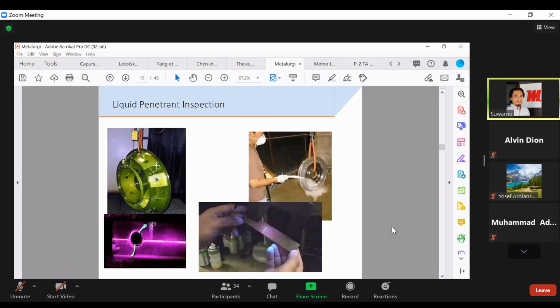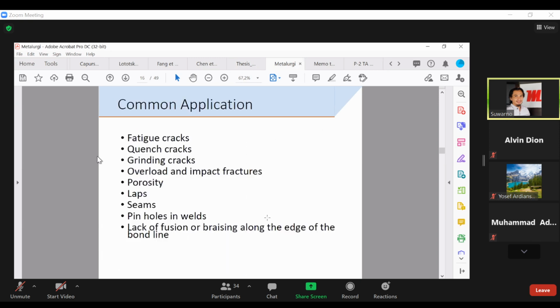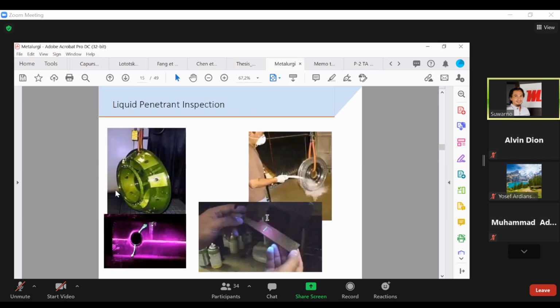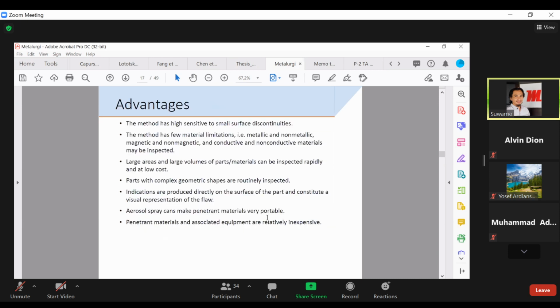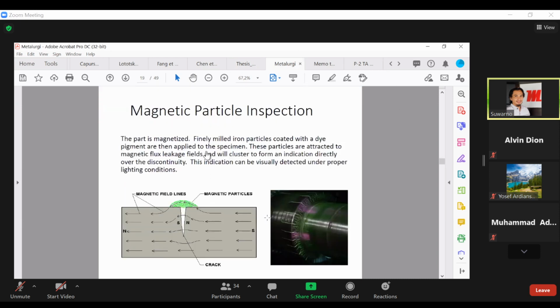You see, there will be something like a refill of the color, or you can also add the developer as a fluorescent, and then if you shine a light, they will be visible as a crack on the surface. There are also applications for it. The application is of course fatigue cracks. You remember fatigue cracks, any cracks, seam, lap, porosity, overload, impact fracture, pinhole in weld, lack of fusion, any other crack in the process, you can detect using this kind of penetrant test. I will not say more, you can just read it.